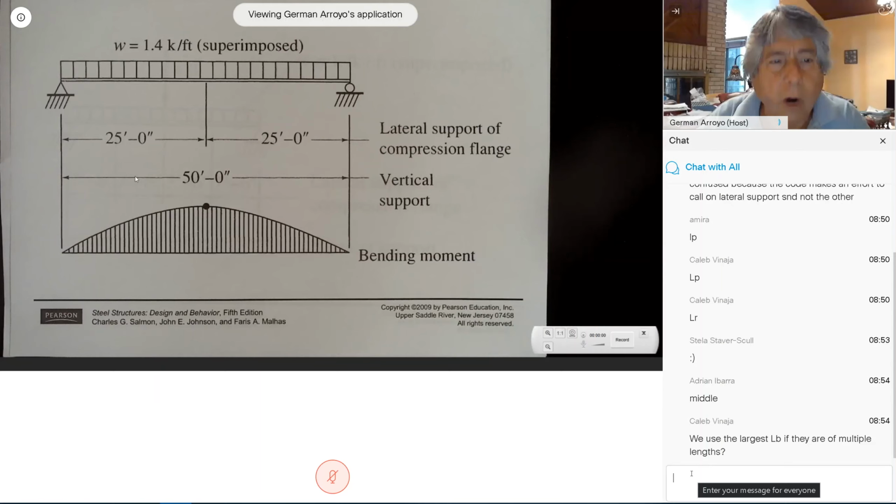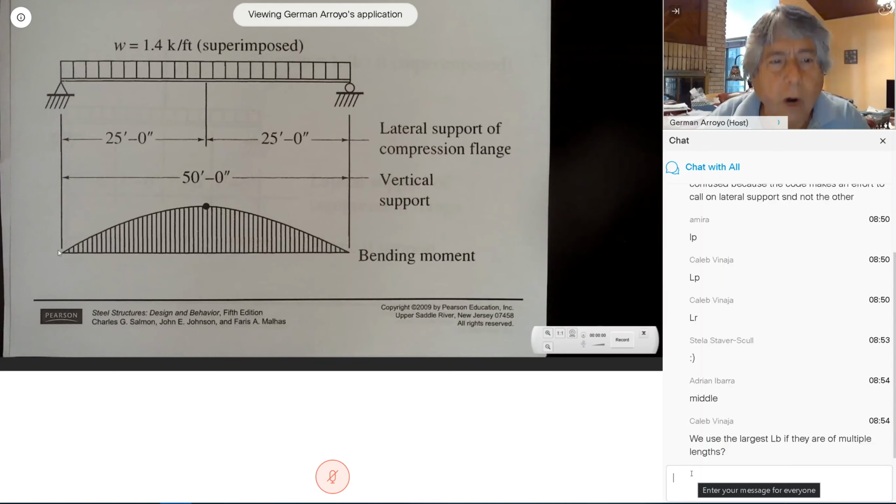Look, vertical support, roller and pin. Lateral support every 25. So the moment diagram, look, goes from here to here. C sub B is going to be larger than 1 because it's non-uniform. If this were uniform, C sub B would be equal to 1. But it cannot be uniform because we have this support. We have to have a fixed support. We have to have a moment in here, a moment in there.